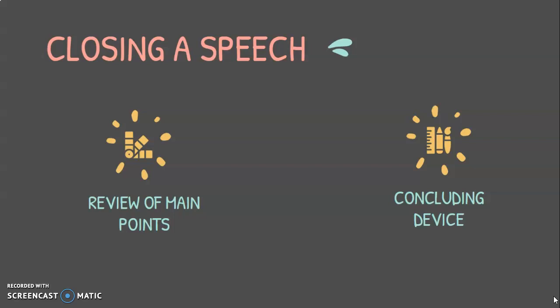And the last thing you're going to do is a concluding device. A concluding device is basically the same thing as your attention getter. It's a statistic, it's a question, it's a quote. It's something to wrap it all together, put a bow on it, and get your audience's attention as you close out your speech.